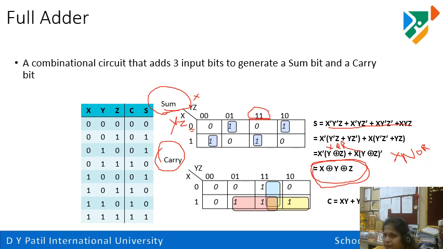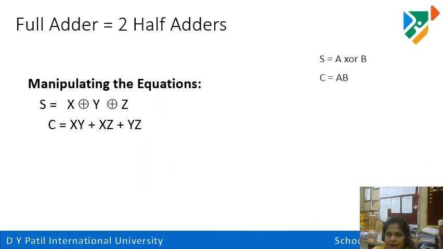Similarly, for the carry, we see that we can pair them, so we are just pairing them accordingly. Finally, the equation says C is equal to XY plus YZ plus ZX. This would be the equation after pairing. We have already seen how to reduce the equation after pairing, and this is how we have to do it. So this is the full adder equation.